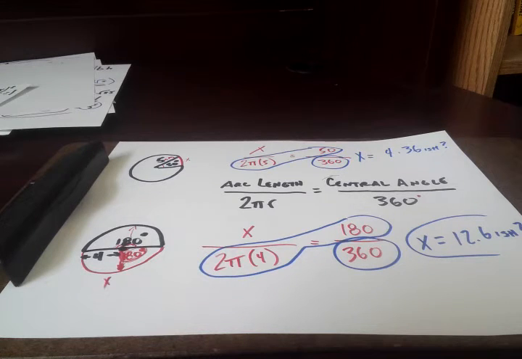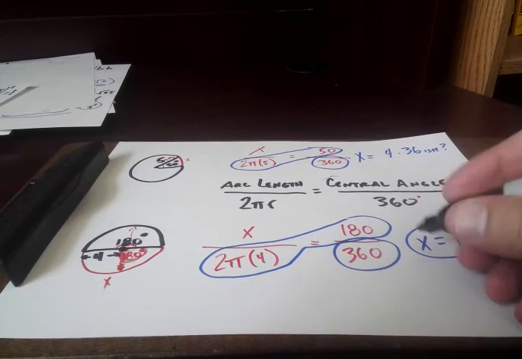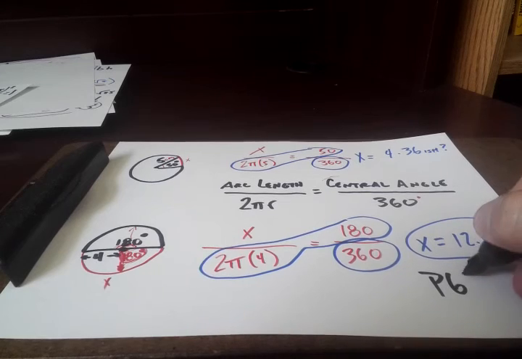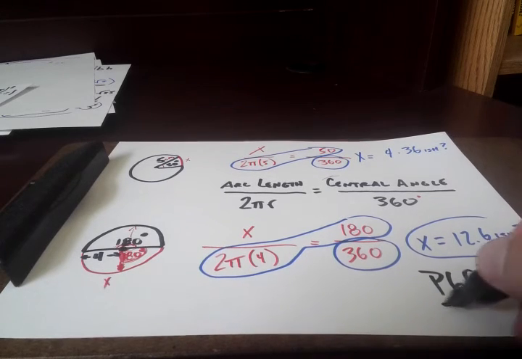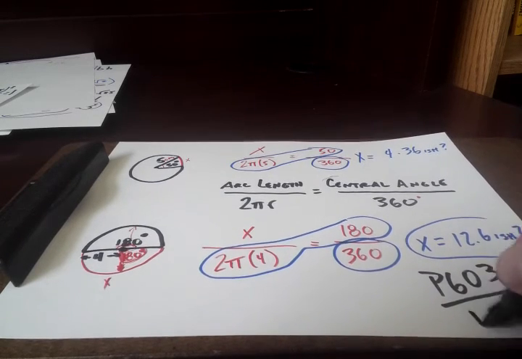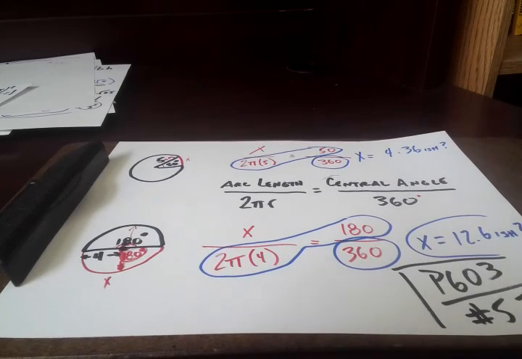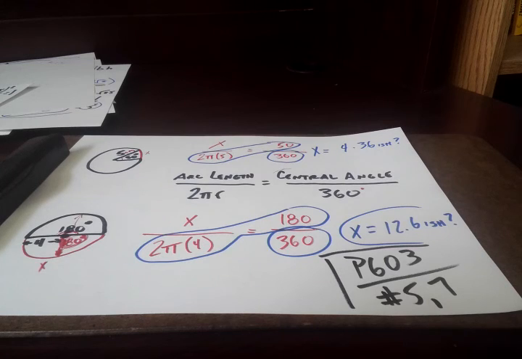All right, guys, if you have any questions, go ahead and drop your comments below. Otherwise, I want you to try a couple problems for me. Go ahead and stay on page 603. And at the very bottom here, we just did 6. I want you to try 5 and 7, please. Okay? Try 5 and 7 on 603. Good luck.